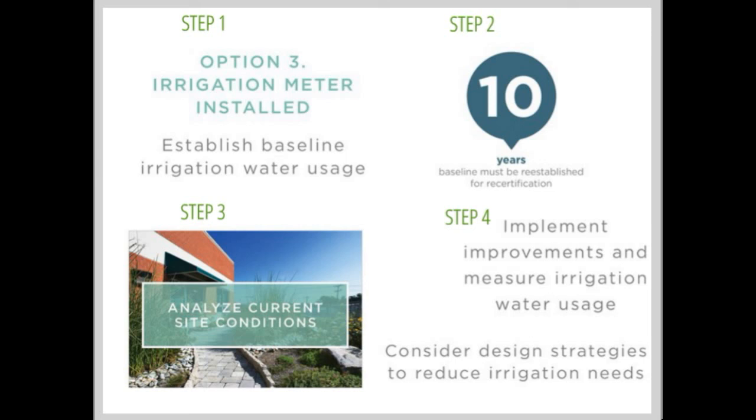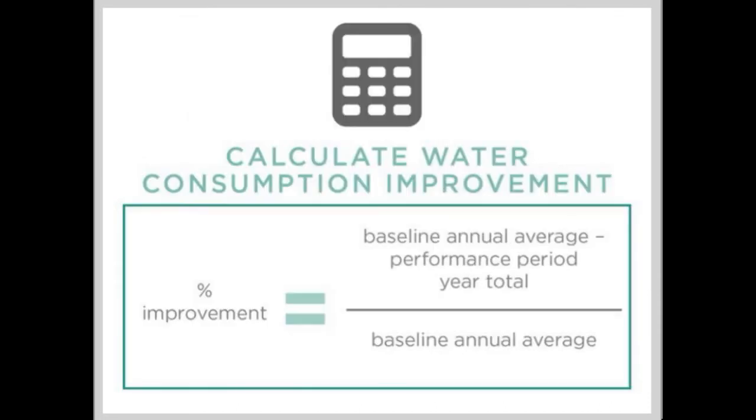The next step is to analyze current irrigation practices and landscape design to determine where improvements may be made. Consider plant species selection, planting density, and location of plants relative to sunlight, shade, water access, and topography.